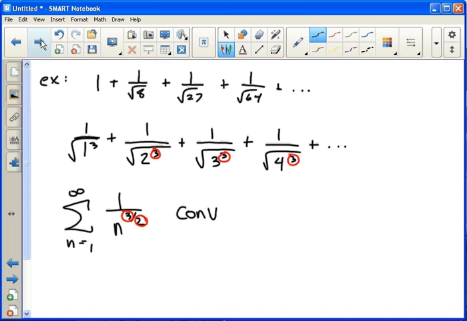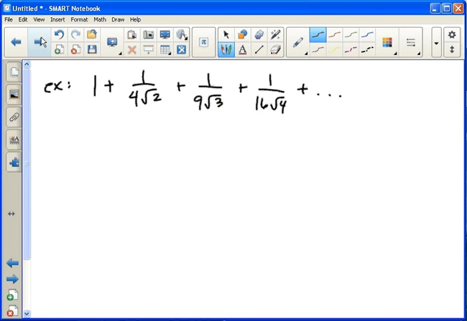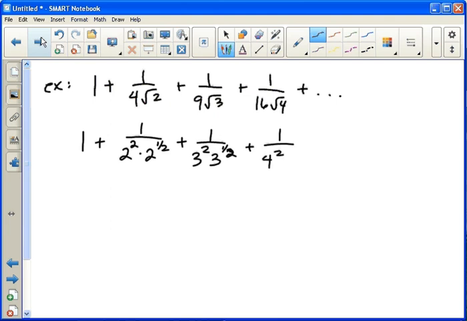Last example, we have 4 times the square root of 2. Okay, so we've got several things going on here. To change 2 into 4, that would be 2 squared. And then they're doing the square root of 2, which is 2 raised to the 1/2. Okay, to get 3 to 9, they squared it, and then the square root of 3 is the same as 3 to the 1/2. To get 4 into 16, they squared it, and then they did 4 raised to the 1/2.